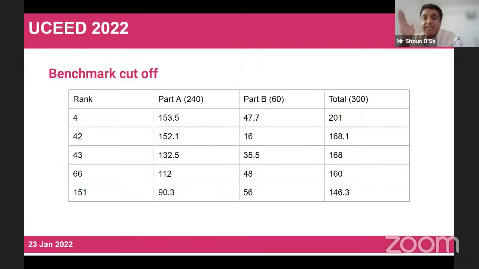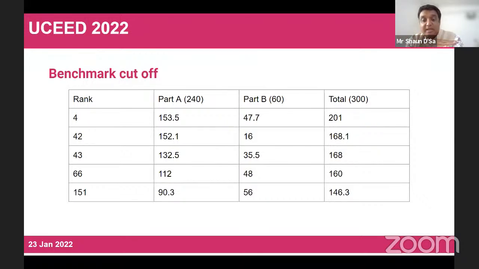Now let's have a look at the Part B section, right? So Part B section is out of 60, okay? So you can see rank 4 has got 47.7. Surprisingly, if you compare rank 4 and 42, right? So rank 42 has got 16 out of 60, okay? But still is rank 42 because he got 152 in Part A. So that's something for you to think about and analyze, right, for your strategy.